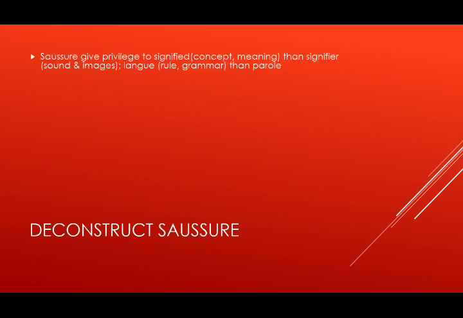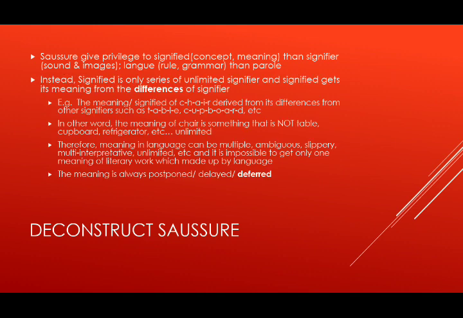For example, Ferdinand de Saussure gives privilege to the signified, the concept or the meaning, over the signifier, the sound and images. Saussure wants to give privilege to the langue, a rule or grammar, over the parole. Now, deconstruction wants to reject this conception. Saussure said that the signified is the concept or the meaning derived from the signifier.